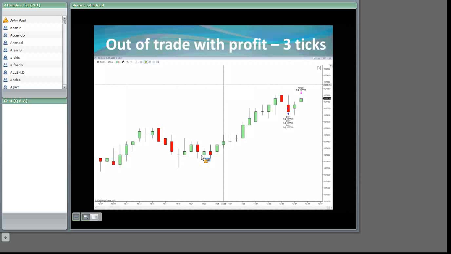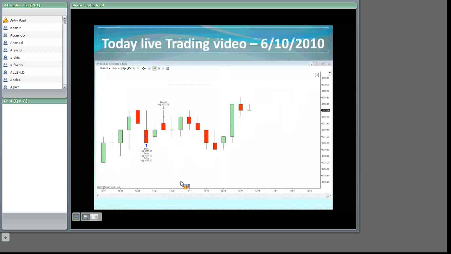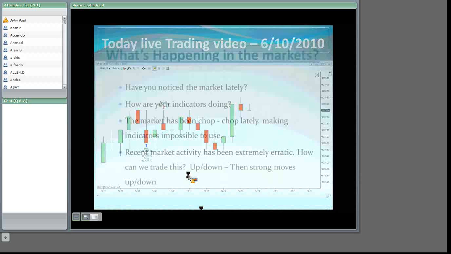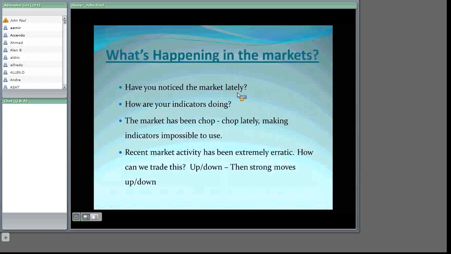Now, let's move on and figure out a little bit about how price action really impacts us, okay? Now, have you noticed the markets lately? They've been a little bit wilder, right? You guys are trading with indicators. You're going to find out that your indicators, if you over-optimize them, are going to be on the wrong side of the market now that volatility is increasing. Okay, this chop that's been happening lately makes indicators impossible to use.